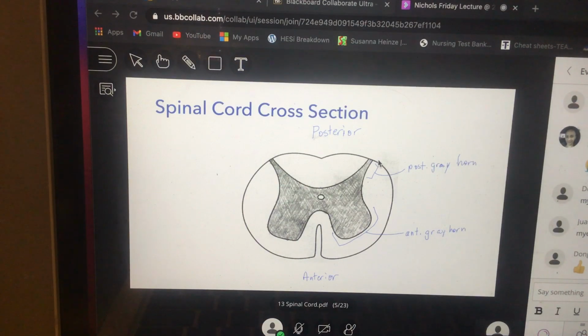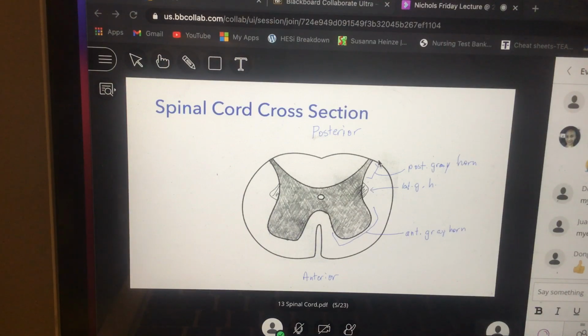And in some locations in the spinal cord, not in this diagram, there's also another little lump right here called the lateral gray horn. There's an extra little piece of gray matter that sticks out, and that's the lateral gray horn. But it's only located in the thoracic and lumbar regions of the spinal cord. It's not located in the cervical or the sacral part of the spinal cord.